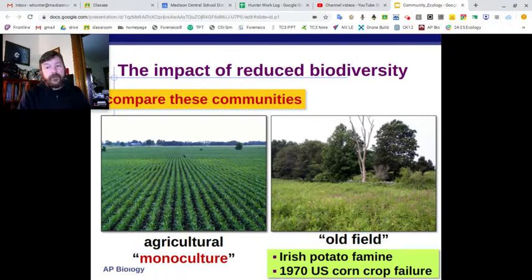So if you're looking at these communities here, you've got the agricultural monoculture on the left, and then the old field on the right. Obviously, the old field has a whole lot more species richness. So in terms of ecosystem health, the old field is actually a much more healthy, vibrant ecosystem than the agricultural plot.